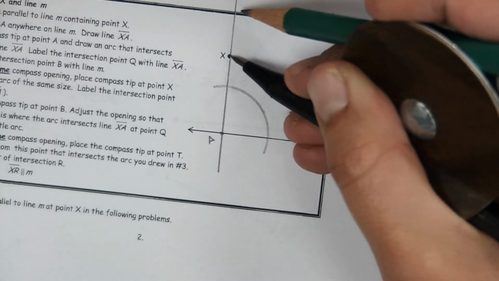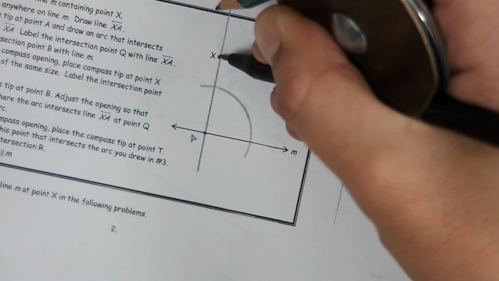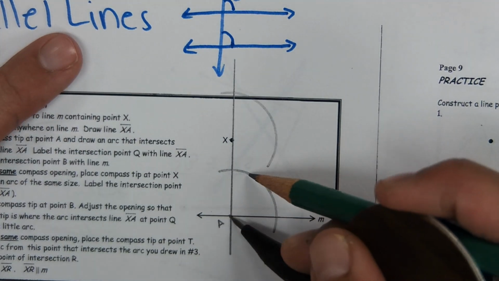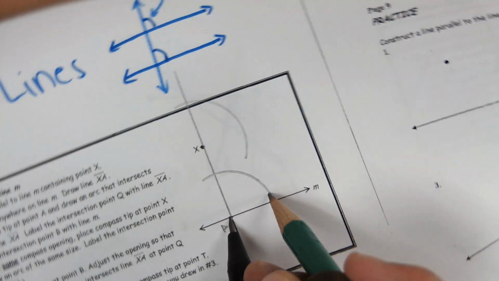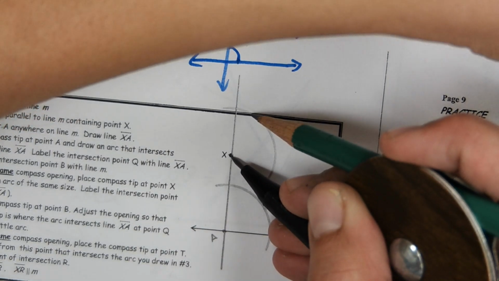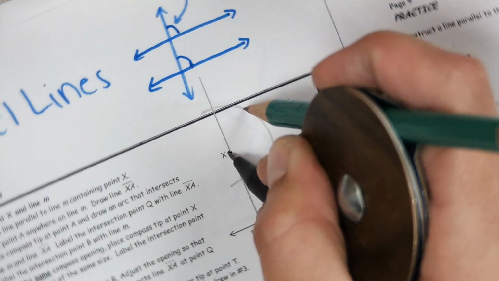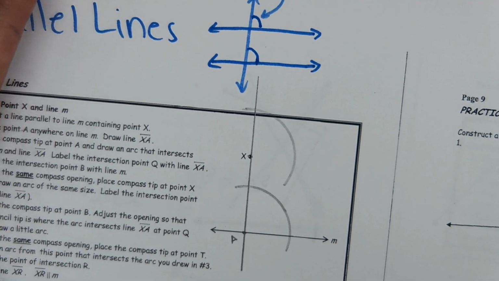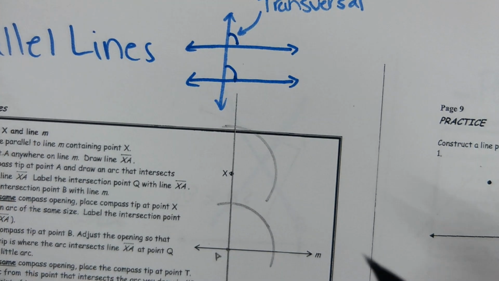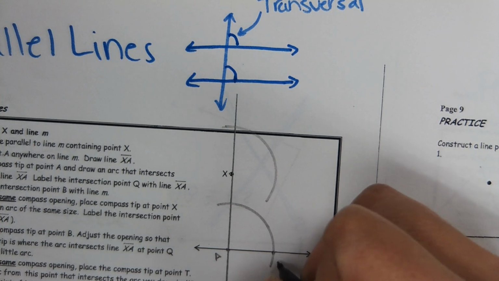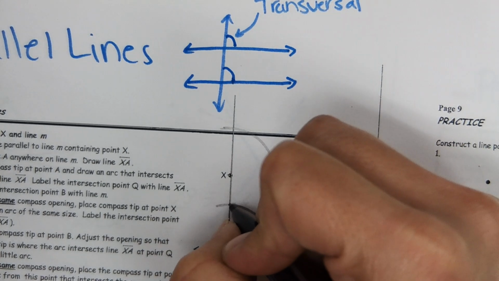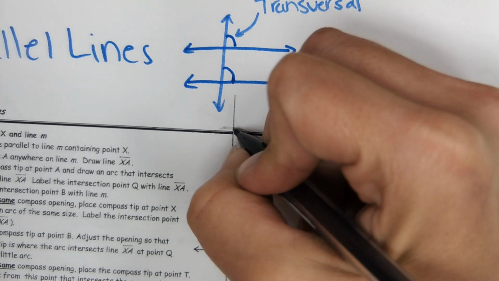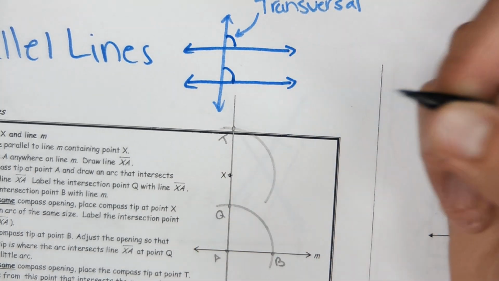And then I'm going to go to X using the same measurement. I'm going to make that same arc and just really exaggerate the arc so you have plenty of space. So I went to A, made an arc, and then using the same measurement, I went to X and made the same arc and just really brought it as far down as I can. So these points, I'm going to label this B, this is Q, and this is point T.